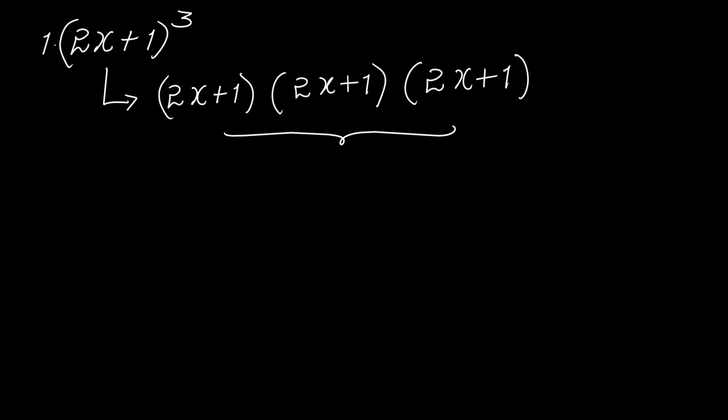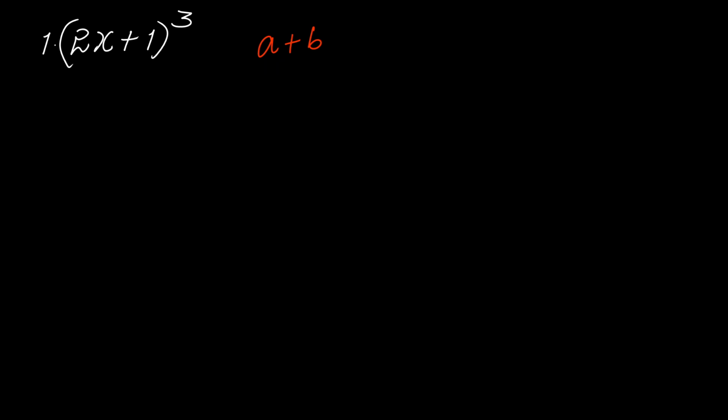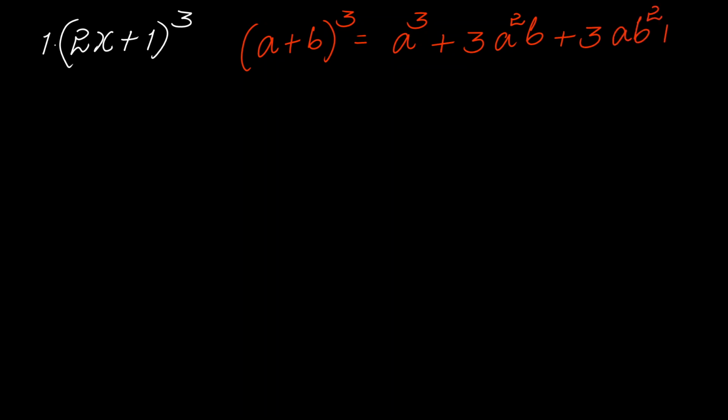What is it? (a + b) whole cube equals a cube plus 3a square b plus 3ab square plus b cube. You know how to remember the formula, right? Here we have the constant numbers 1, 3, 3, 1, and the power of a goes in a decreasing pattern and the power of b goes in an increasing pattern. That's how you remember the formula.